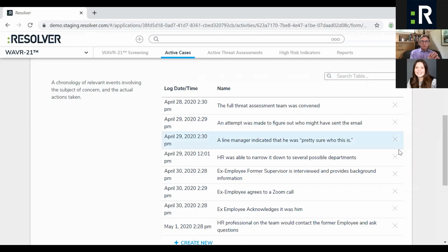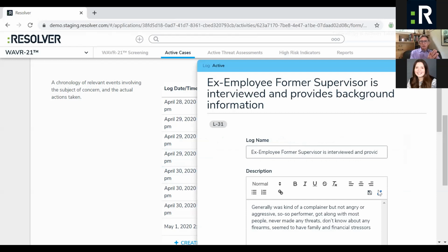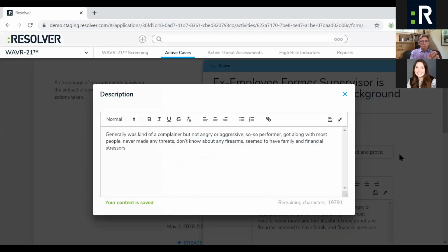But first, the line manager of that individual, who told the team he was pretty sure who this was, was interviewed by a team representative, which can, of course, be entered in the database. And what the former supervisor had to say about the employee was that he was, quote, generally kind of a complainer, but not angry or aggressive.